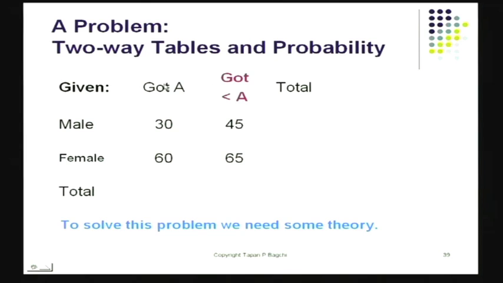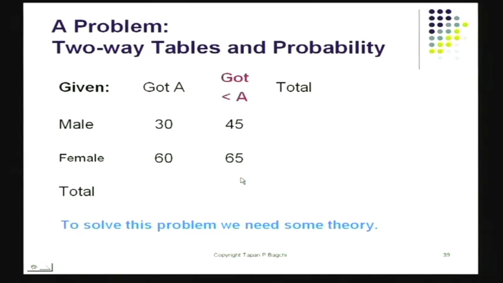And then here I've got basically the sum total of those who managed to get A and they were male. There are 30 of them who managed to get A, and 45 could not make A out of males, and for females 60 managed to get A, and 65 of course scored less than A.